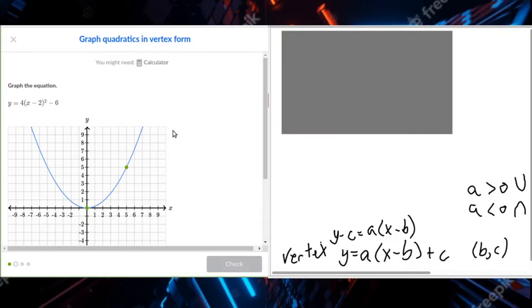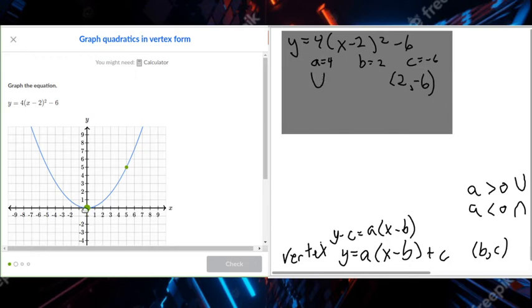Okay, our next one. y equals 4 times x minus 2 squared minus 6. So here, this is our a, this is our b, and this is our c. Sometimes you'll see it's like j and k, that's kind of common too, or x0 and y0. Okay, so I know that c is equal to -6, and I know that b is equal to 2, and I know that a is equal to 4.